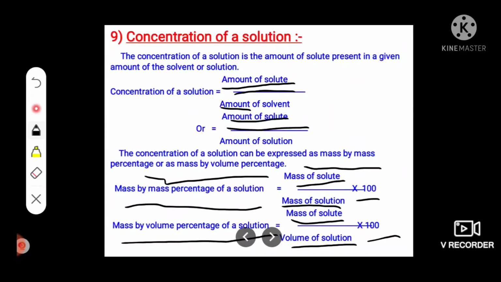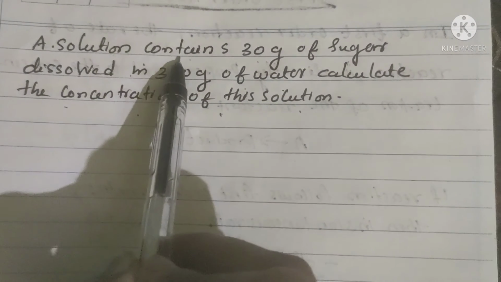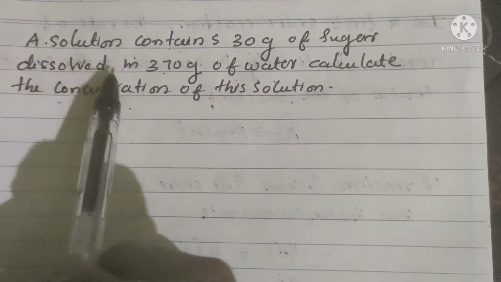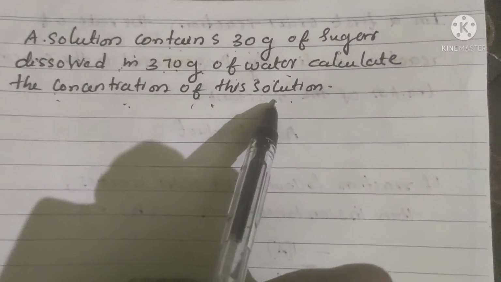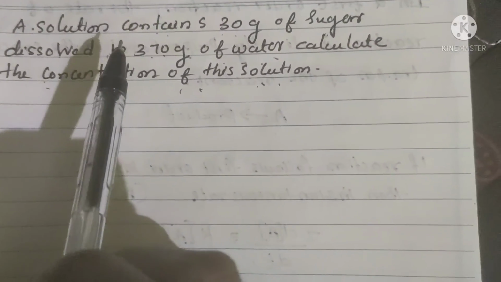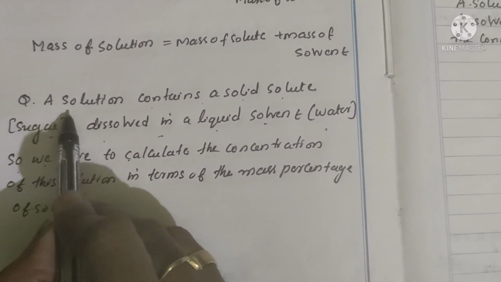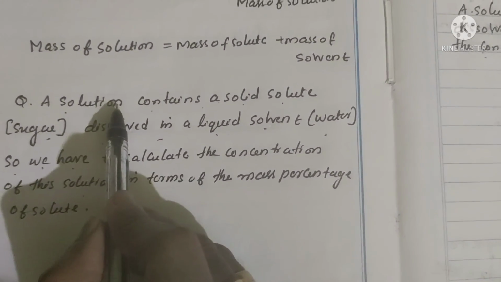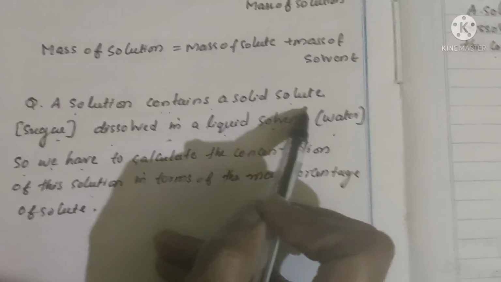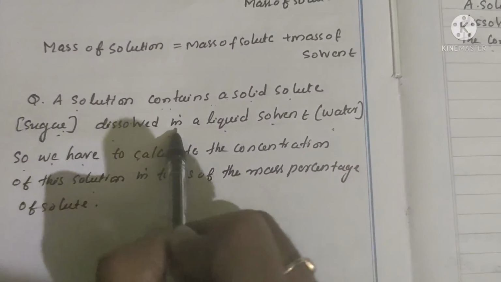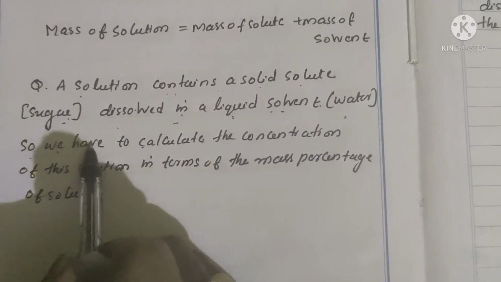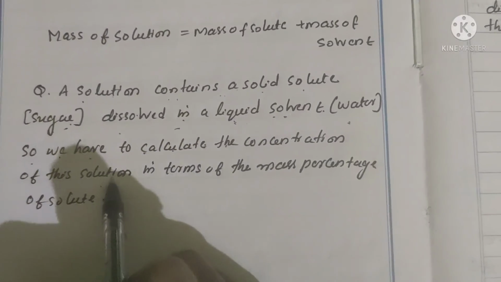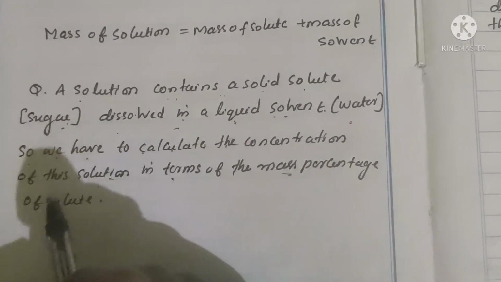Let us do some problems related to this. A solution contains 30 gram of sugar dissolved in 370 gram of water. Calculate the concentration of this solution. This is the question. In the question, a solution contains a solid solute, that is sugar, dissolved in a liquid solvent, water. So we have to calculate the concentration of the solution in terms of mass percentage of solute.